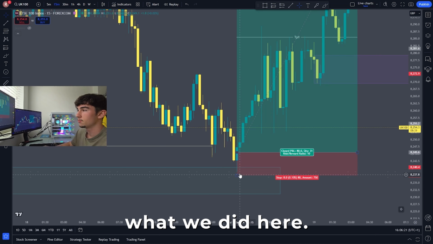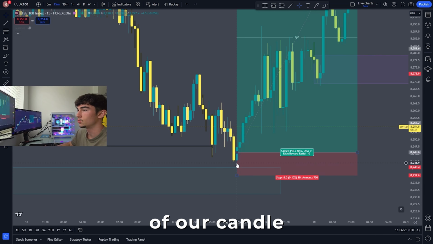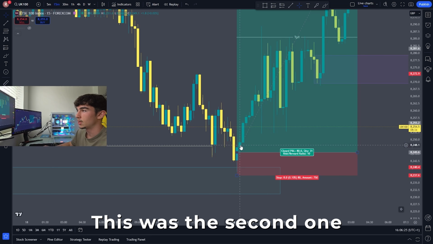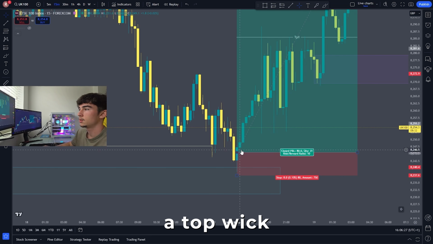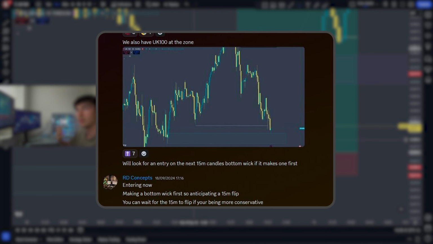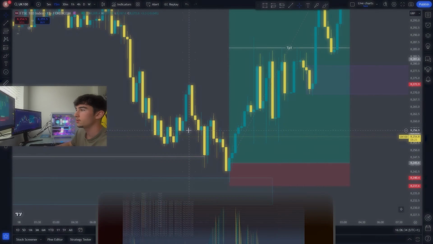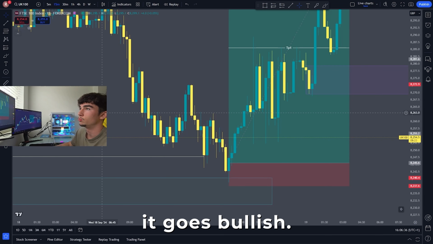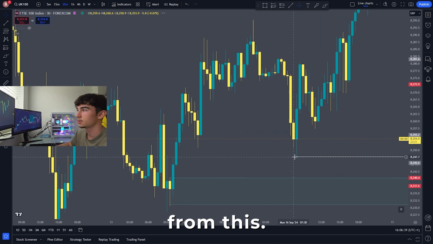So that's exactly what we did here. This was the first 15 minutes of our candle on the 30-minute time frame. This was the second one. It opened without making a top wick, came down here, and we entered just around this point. That's exactly when I sent out the signal. And then very simply, it did close bullish. So we end up getting a better entry from this.